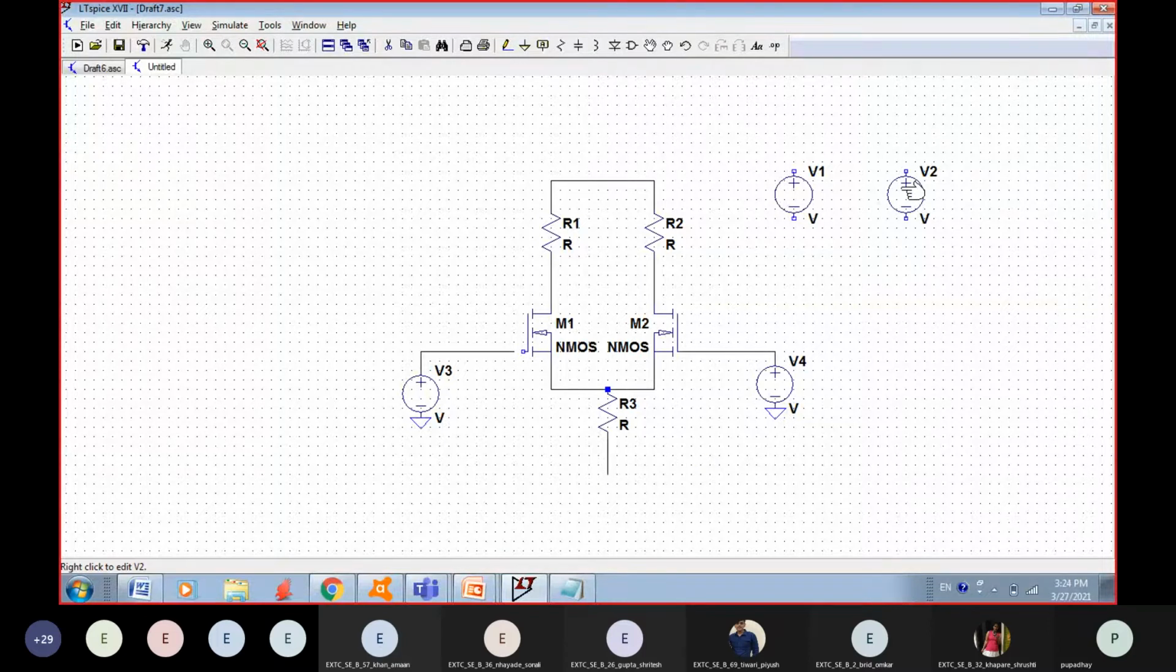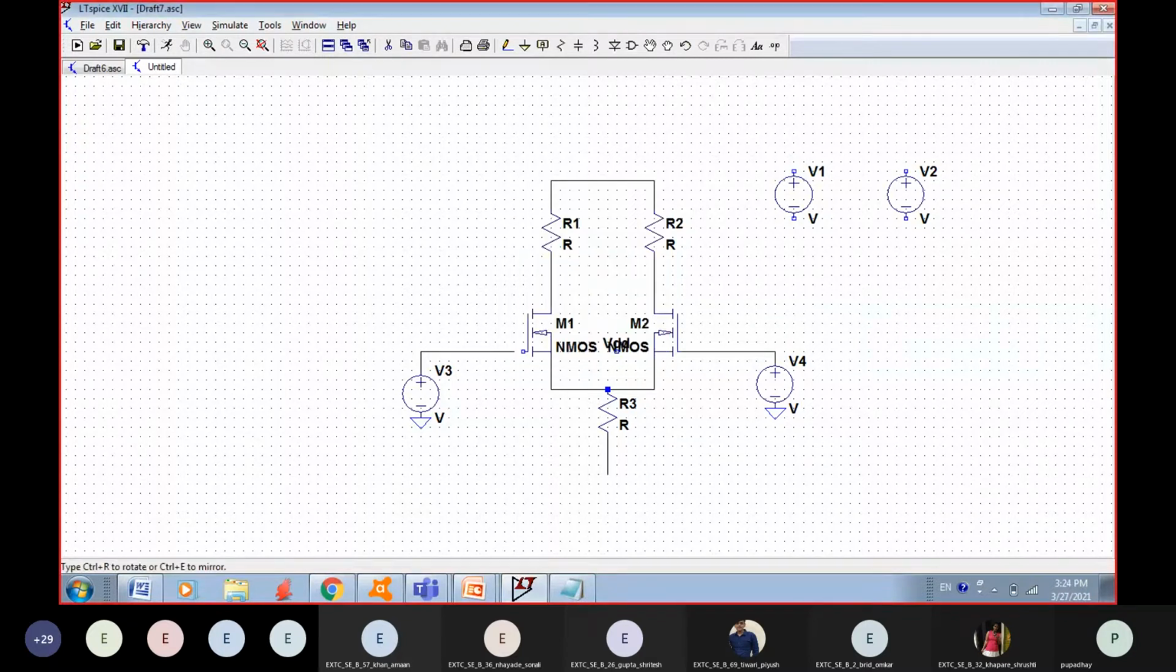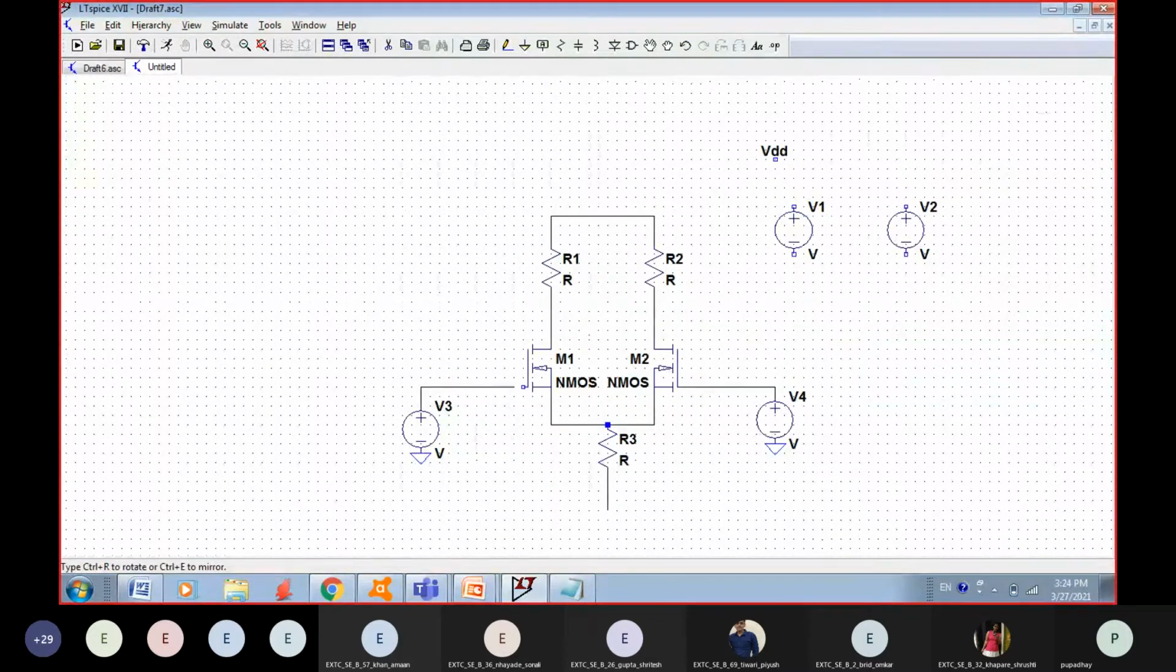Okay, let's name them. Instead of wiring with the help of wires, what you do is just give the label, the names. You connect them not by exact wires, just give the name. This is VDD and this portion is VDD. So if you give the same label, they would be connected.